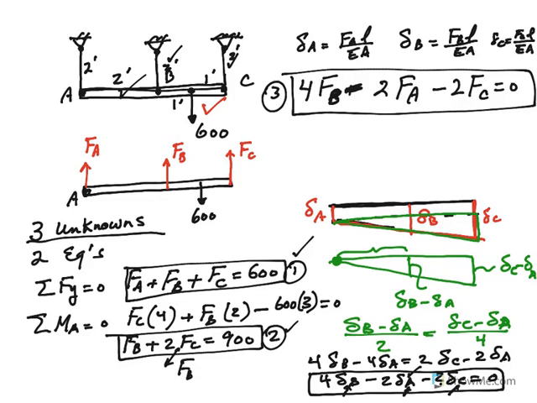Say FB equal 900 minus 2FC. And maybe even put it here. And then even put it here. And get 2 by 2. And then solve for them.